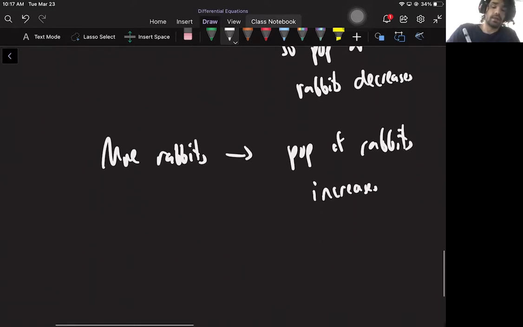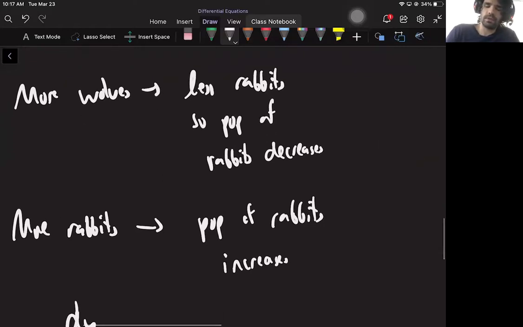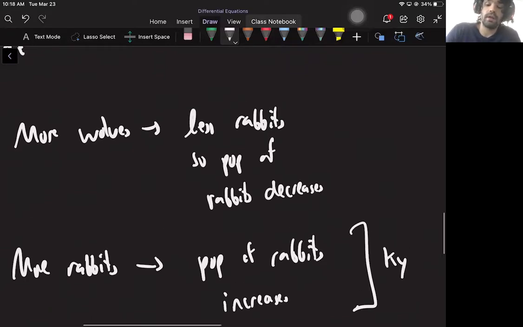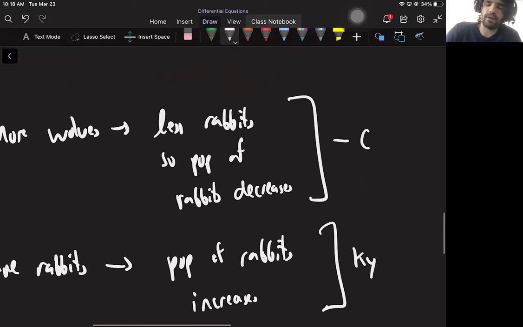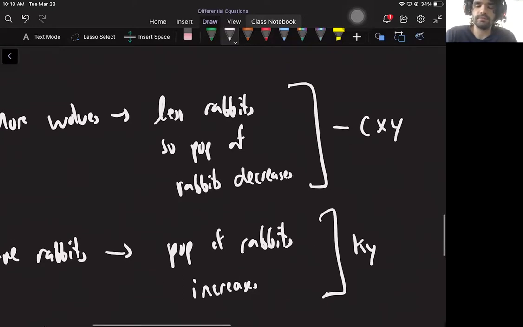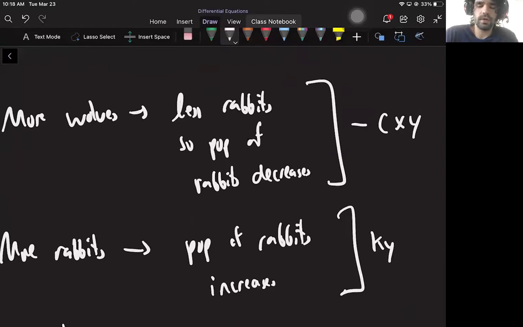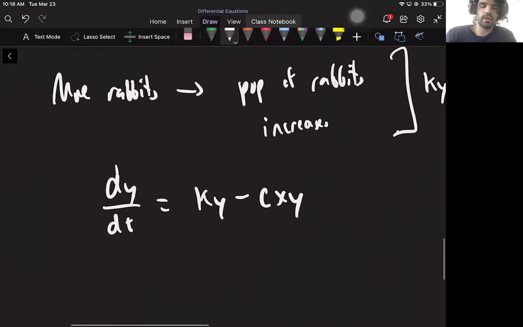So then this is saying that the rate of change of the rabbit population is going to be, this is telling us there's a factor of k times y, just like before. But now there's a loss of rabbit population depending on how many wolves and rabbits there are together. So as there's more wolves and more rabbits to be eaten, then the rabbit population will decrease faster. So ky minus cxy.